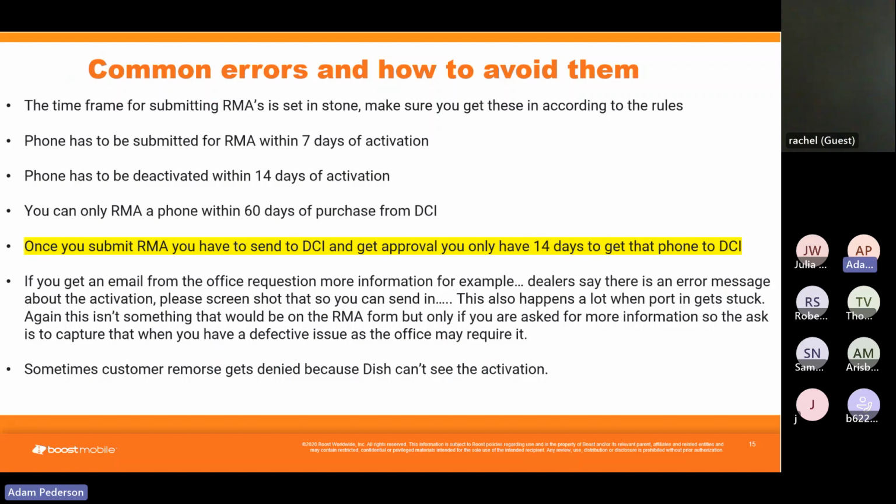Once you submit an RMA, you have to send it to DCI and get approval. You only have 14 days to get that phone to DCI. In other words, once that RMA is approved, you've got 14 days to get that phone in.